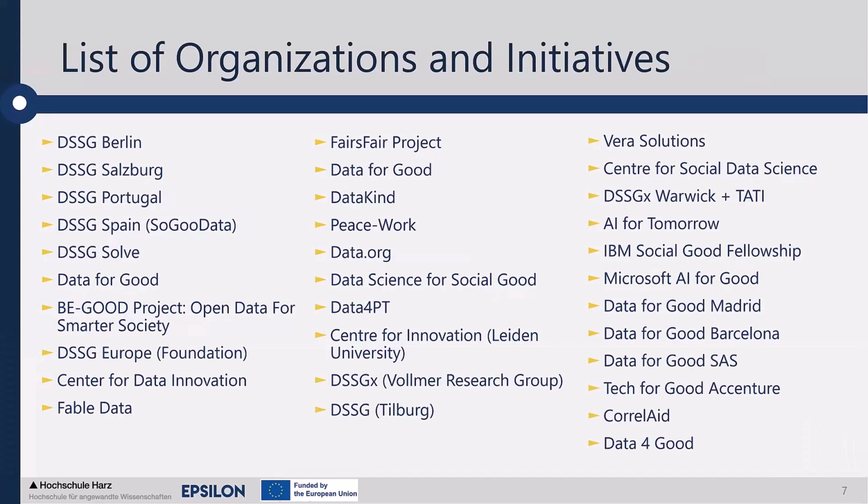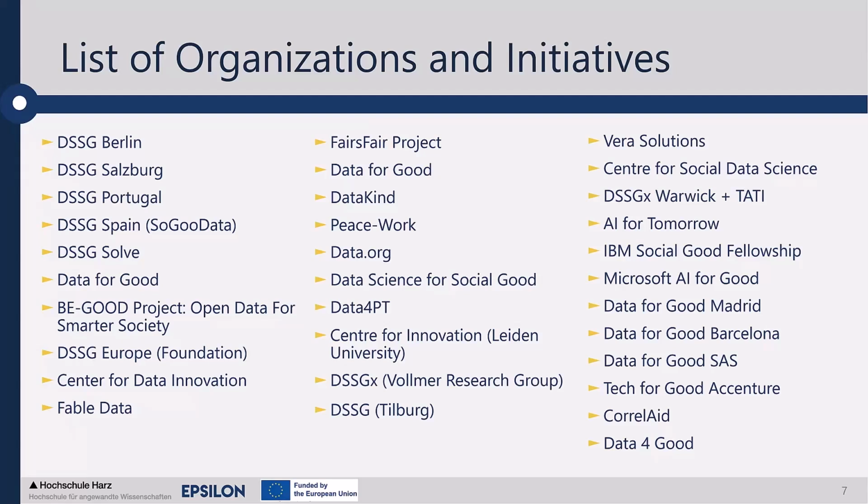I don't want to go through the full list here, but what we saw is that in nearly every European capital, we were able to identify an initiative that comprised volunteer data scientists who were willing to provide services or their knowledge to social organizations in order to improve the access of these organizations to artificial intelligence or to data science solutions.